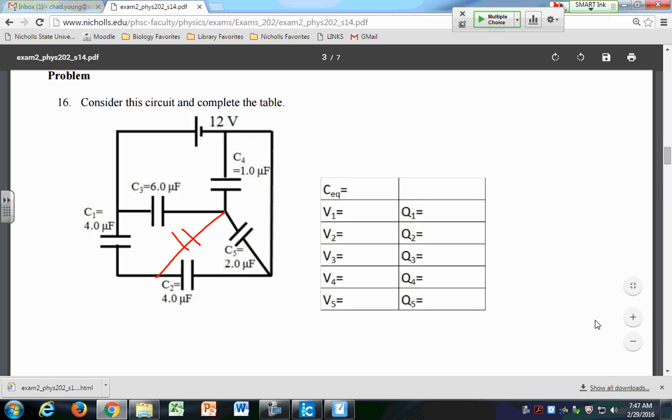So I can't cross over a junction and I can't cross over another device. But it would be perfectly fine for me to redraw this circuit in this way, where I have the capacitor not on a diagonal like that, but just in a grid like we've been doing. So if I do that, I can redraw my circuit to look like this.